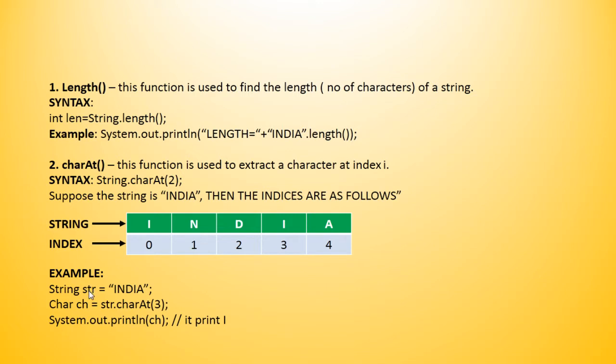Now suppose str has India, and str is pointing to India only. So from India, what is at index 3? You have to write str.charAt(3). What is the character you have at index 3? So 0, 1, 2, 3. You have I. So it will be stored. I is actually a character, so I'm storing it in the char data type. So if you print ch, what will be printed? It will print I. Hope you have understood charAt.